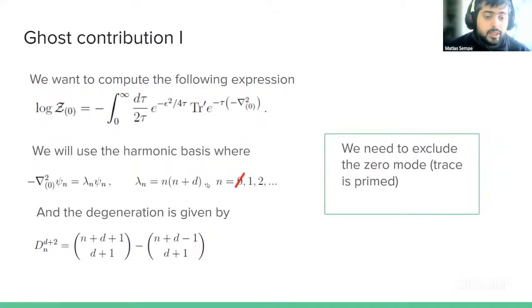We will put the eigenvalues. And notice that we are excluding n equal to 0, as we did before. The trace is primed because of this, that we exclude the 0. And the degeneration is given by this one. This is a nice way of writing it.